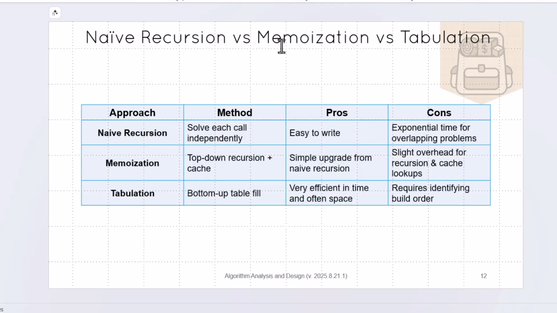So naive recursion versus memoization and tabulation. We have the naive recursion. We try to solve each call independently. Easy to write, but exponential time for overlapping problems, unfortunately, like our friend the Fibonacci. Memoization, top-down recursion plus cache. The pros are, it's a simple upgrade from naive recursion, and there's only slight overhead for recursion and cache lookups. And then there's tabulation. This is a bottom-up table fill, very efficient in time and often space. The con though would be that it requires identifying the build order.